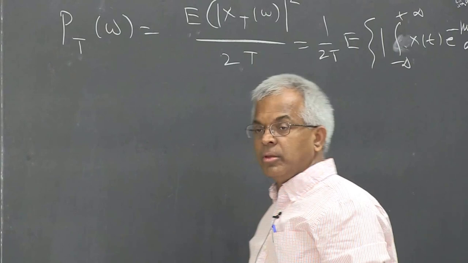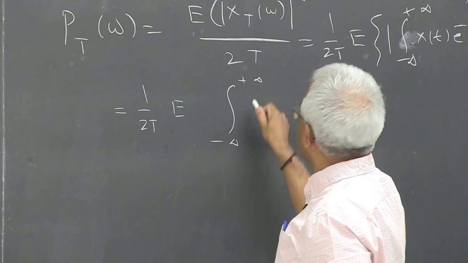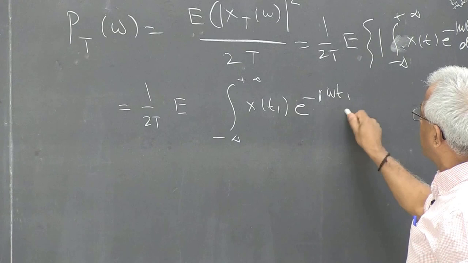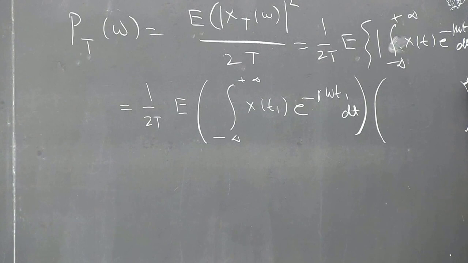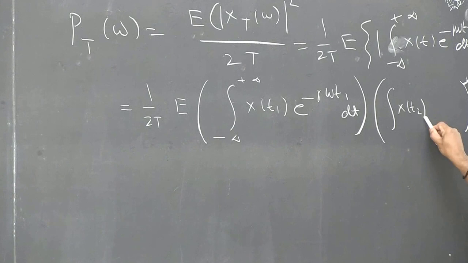So let me expand this square and see how much this simplifies. So this is 1 over 2t expected value of, there are two integrals, right? First integral is x of t1 e raised to minus j omega t1 dt1. So this is one integral. And then there is the same integral but with the star because of the absolute value squared, right? Square is here outside. Since I want to mix up the integrals, you don't want to use the same variable here, so I will use something else: e raised to minus j omega t2 dt2.